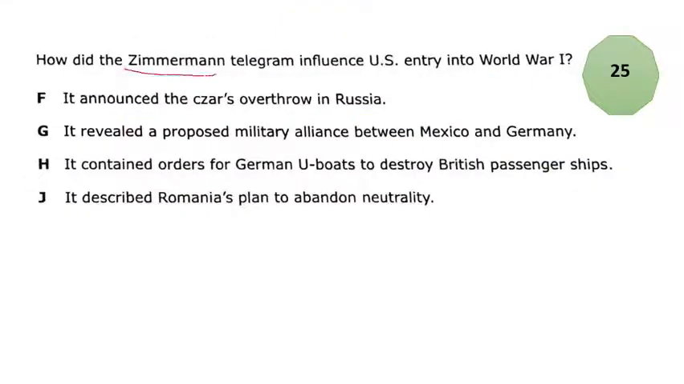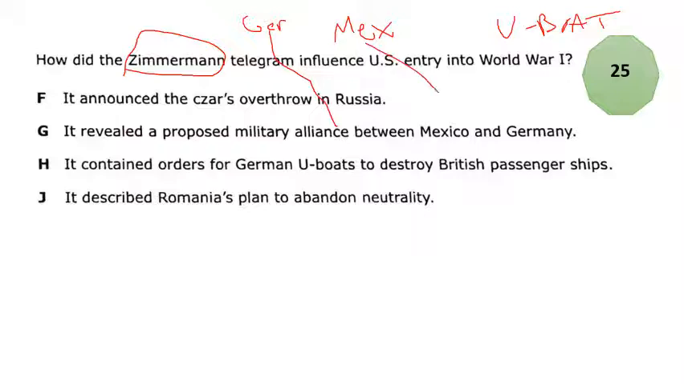How did the Zimmermann telegram influence U.S. entry into World War I? The Zimmermann telegram was between Germany and Mexico. Germany's going to use U-boats again. They want Mexico to be on their side if the U.S. declares war. And it's going to be a proposed military alliance between Germany and Mexico. So B or G.